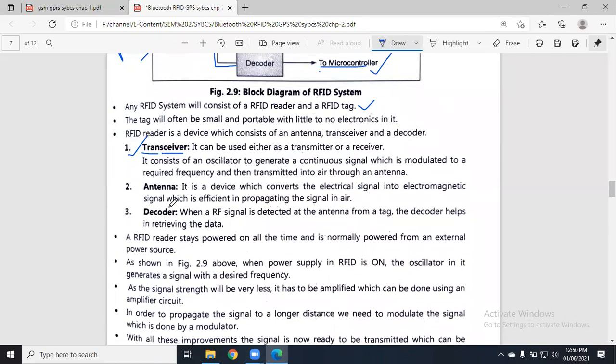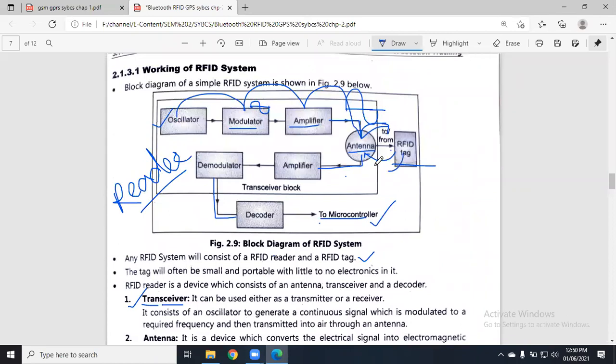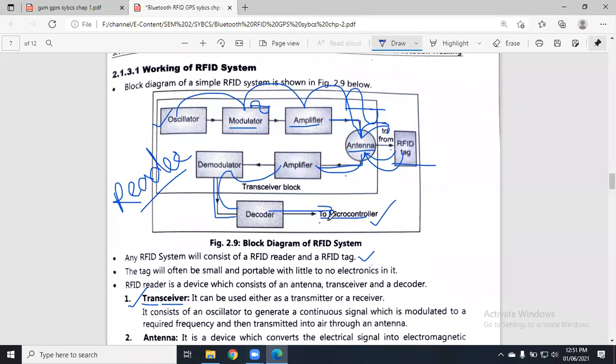After that, we have the decoder. Whatever RF signal we get from the RFID is collected with the help of the antenna, amplified, and converted into the demodulated format.